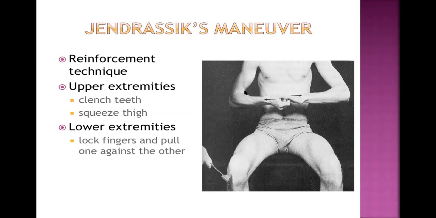For the upper limb reflexes, there are three types we usually do: biceps, triceps, and supinator.